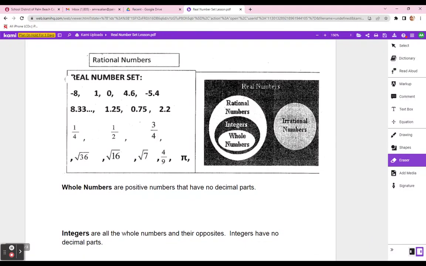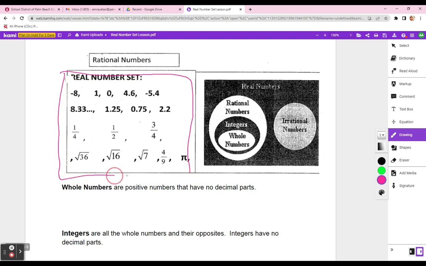Hi everyone. In this lesson, we're going to learn how to classify real numbers. So in this box here, I have an example of real numbers. And this is just a small list of real numbers. Real numbers are any numbers that you can think of to solve math problems. But like I said, this is a small list: -8, 1, 0, 4.6, -5.4, and so on, just to give you an idea.